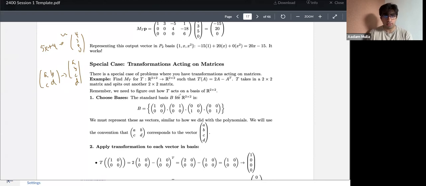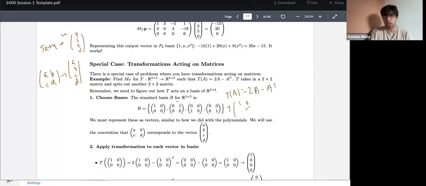First step is we choose the basis. So we choose a basis for R2 by 2, which is the standard one. But now we need to represent them as vectors, right? So any matrix A, B, C, D can turn into the vector A, B, C, D. Okay. Then we do the transformation to each one of these vectors in the basis. So we take T of the first basis vector, right? And we know T of A is 2A minus A transpose. Let's just do an example for 1.